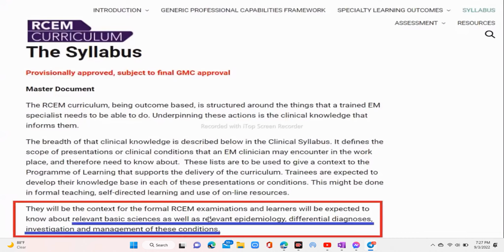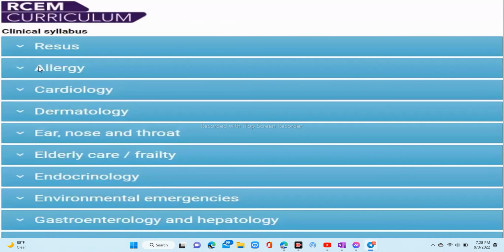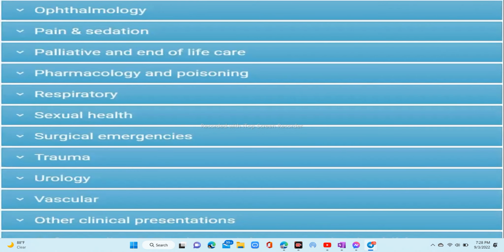Again, they will ask you about relevant basic sciences, relevant epidemiology, differential diagnosis, investigation, management of this condition. Anything with red color will be pediatric. Otherwise, it will be pediatric and other. So these are the chapters from resuscitation. Next time we will discuss allergy, after that cardiology, and so on. We will go through the curriculum. The end will be safeguarding, psychosocial emergencies in children.